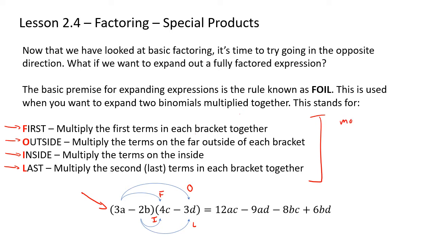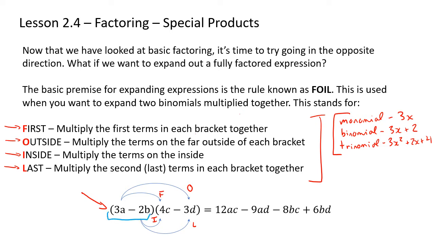Monomials would be like 3x, so one term. You have binomials, which is something like 3x plus 2. So there are 2 terms here. And then in the last lesson, we're going to talk about trinomials, which would have 3 terms. So let's say 3x squared plus 2x plus 4. That's just stating the number of terms in each of those expressions. So each of these expressions, sitting here in brackets, would be considered a binomial.